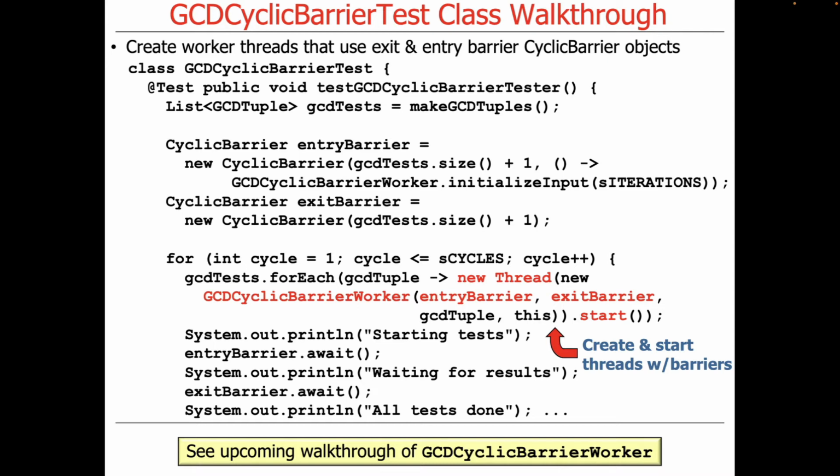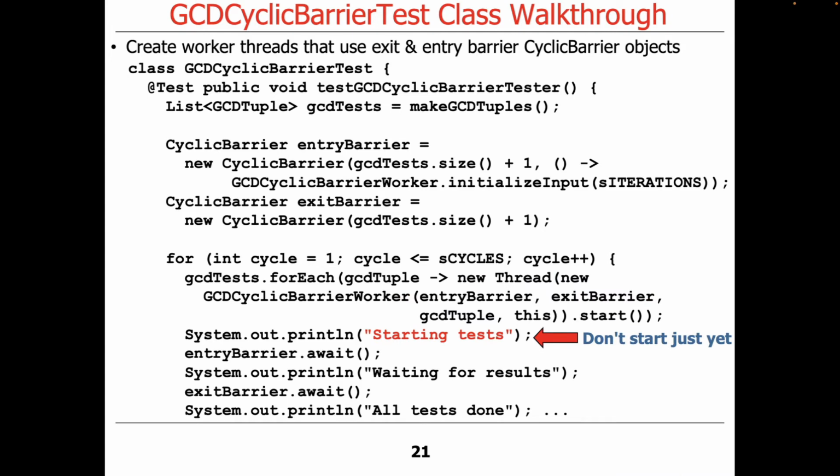So that's going to basically be an implementation of runnable. That's so we can pass it as a parameter to the thread constructor. And the key thing to note is we pass in the entry barrier and the exit barrier. We'll see that in a second. Now, we print out starting tests. That's just a diagnostic, but the tests aren't running yet. They're getting ready to run.